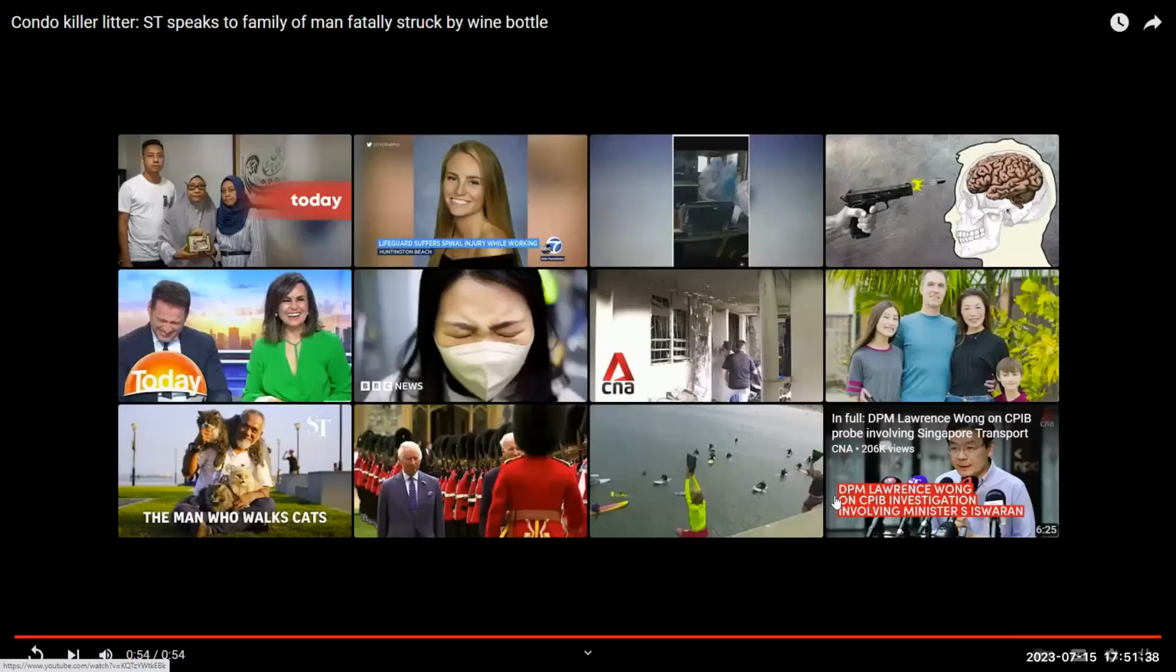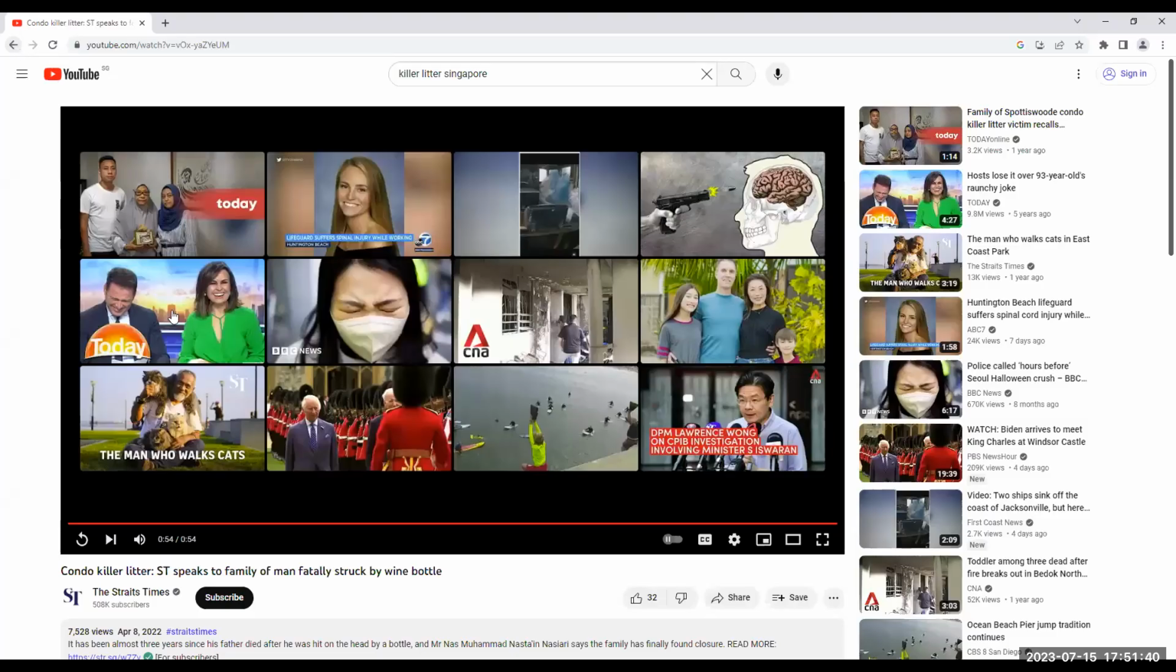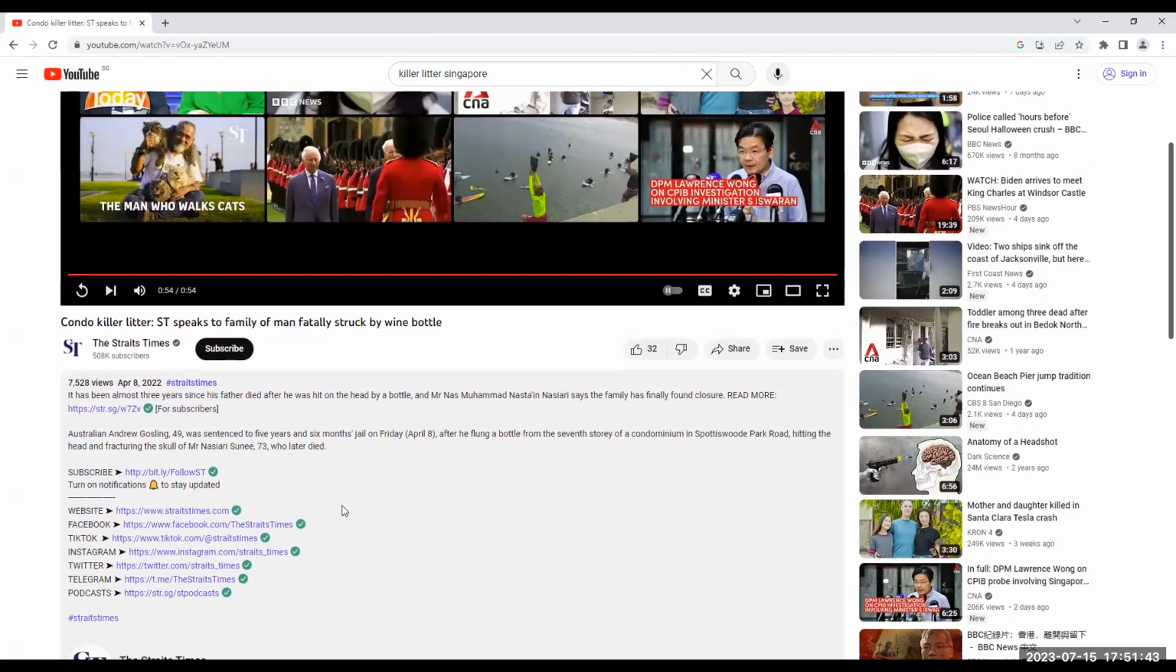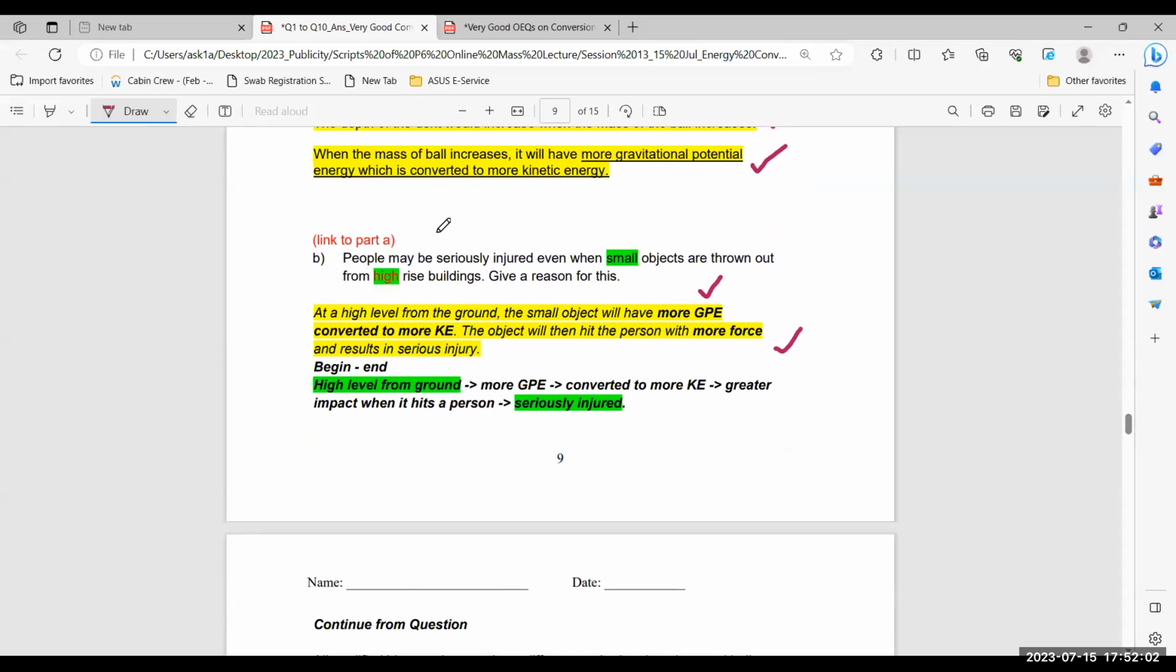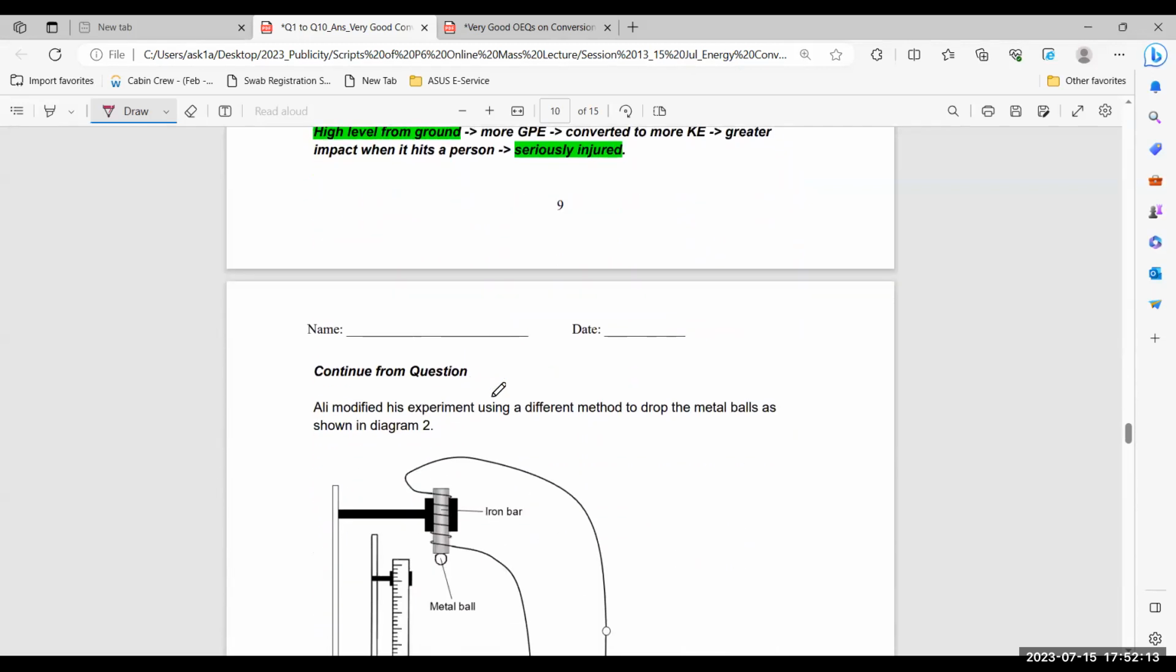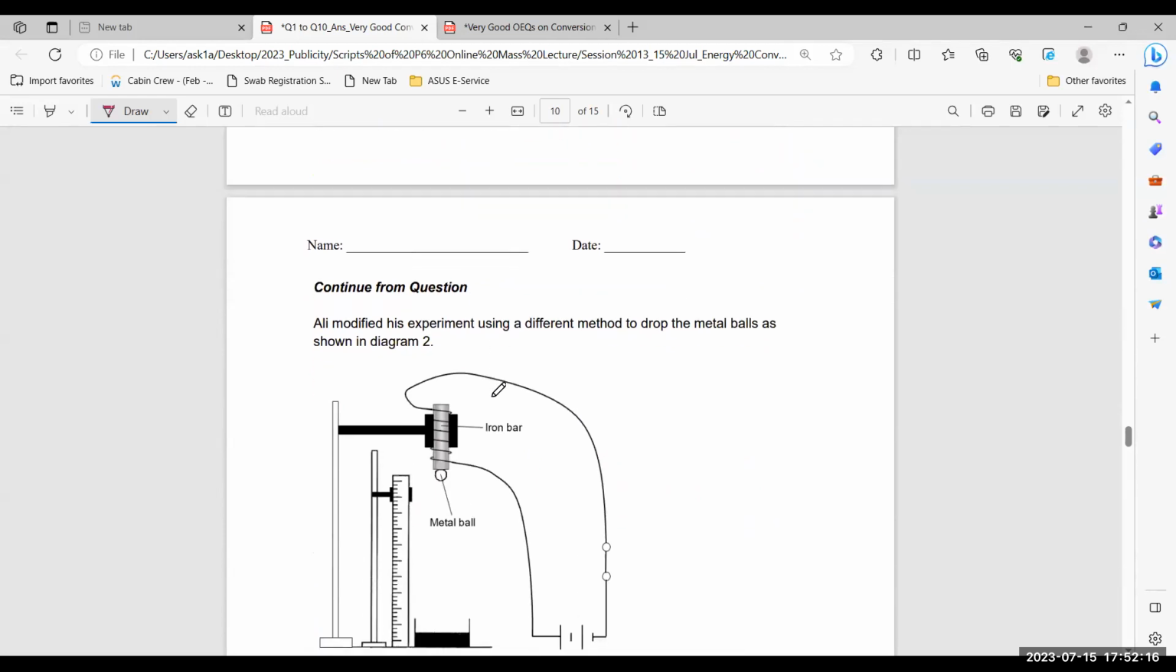So it can be quite sad, because innocent people are fatally injured by some irresponsible act. The old man died because the bottle that was flung out, although it's small, has a lot of kinetic energy and will cause serious injury. That is related to the question we just discussed. So people may be seriously injured or even killed by this. At least you learn some socially responsible behavior in my science lesson.